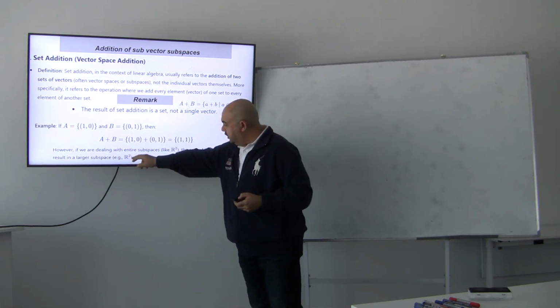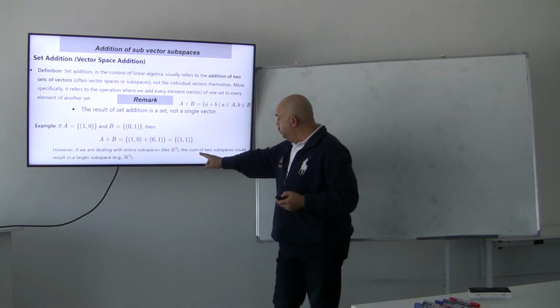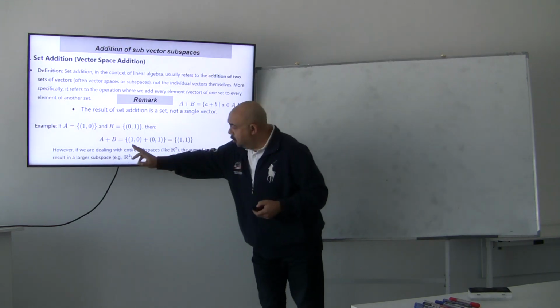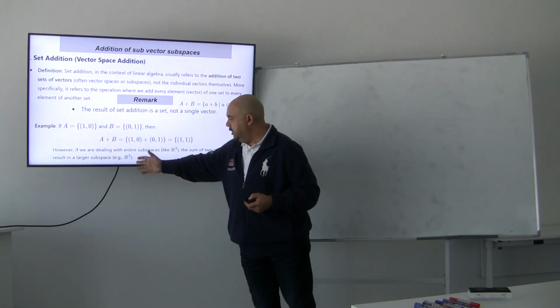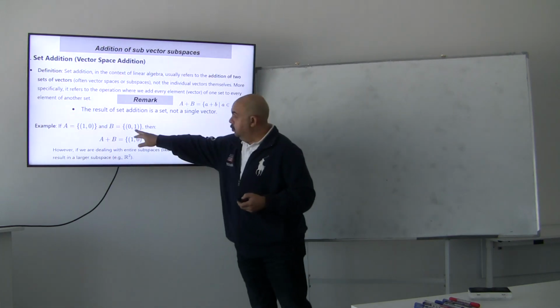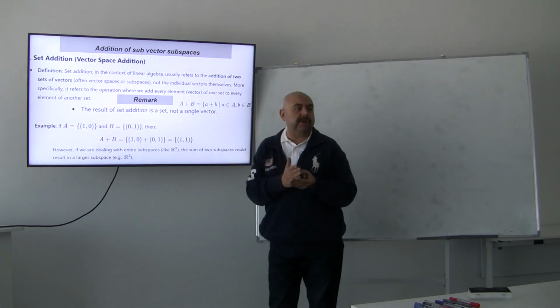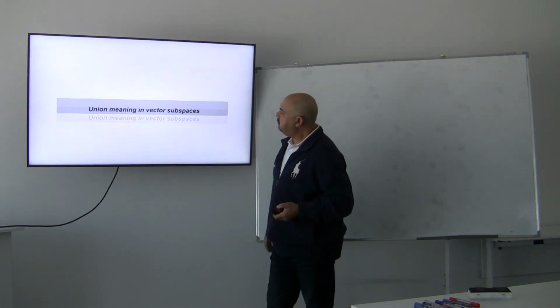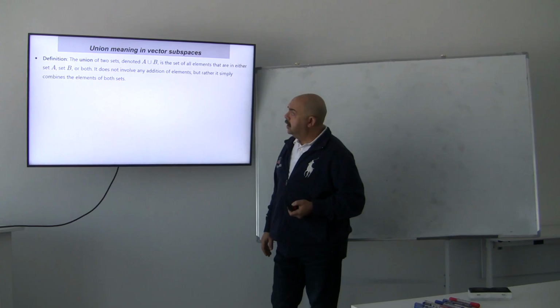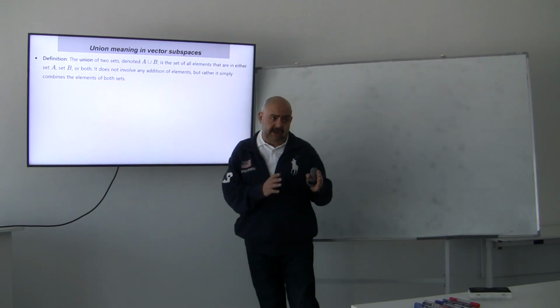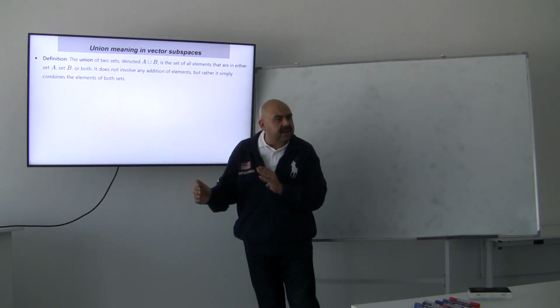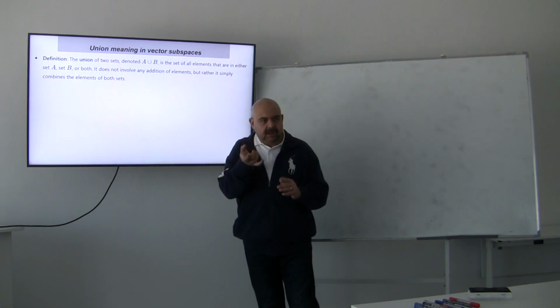However, if we are dealing with an entire space like R2, the sum of two subspaces could result in a larger subspace, e.g. R2. So here we were talking about the position vector of X and Y, but when you add them together, you will get the whole plane. While in union, you are taking all the elements literally in A or all the elements in B without changing the vector structure between them.